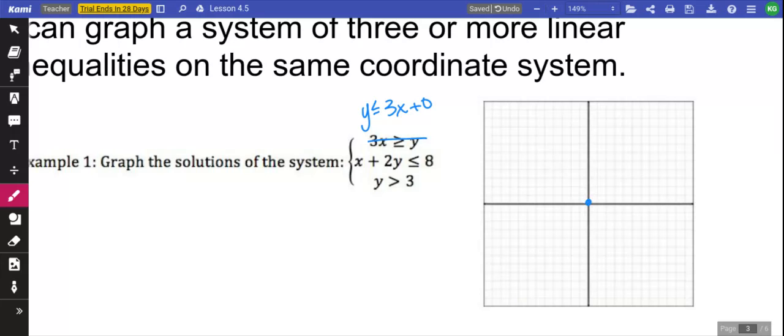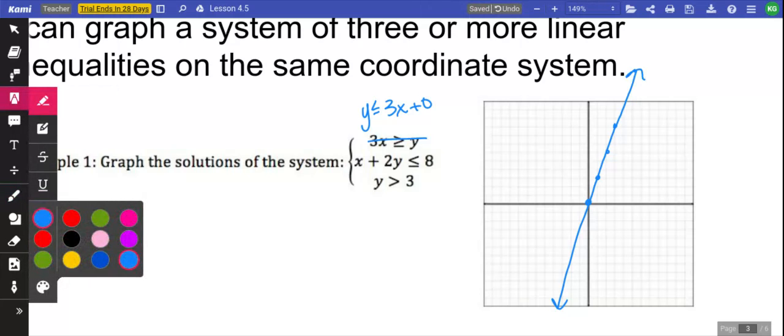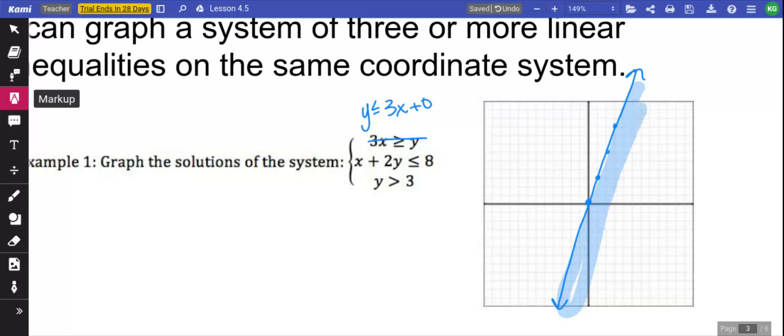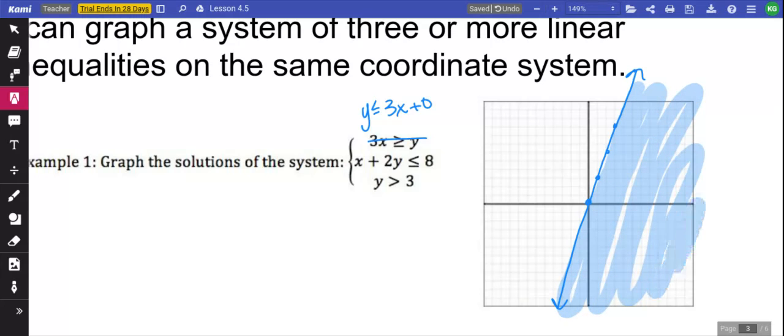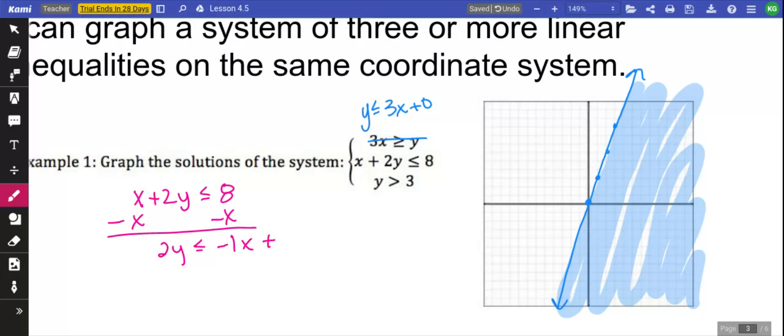So I'm going to start at 0 and go up 3 over 1. And it is a solid line because it's less than or equal to. And since it's less than or equal to, it's going to be shaded below. Okay, the second one is not in y equals, so I'm going to subtract the x first. So that would give me 2y is less than or equal to negative 1x plus 8. Divide everything by 2. So y is less than or equal to negative 1/2 x plus 4.